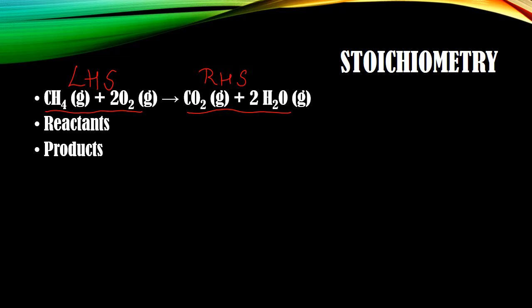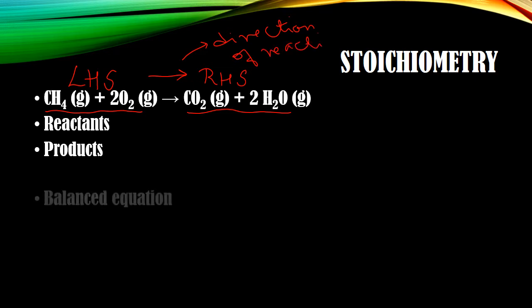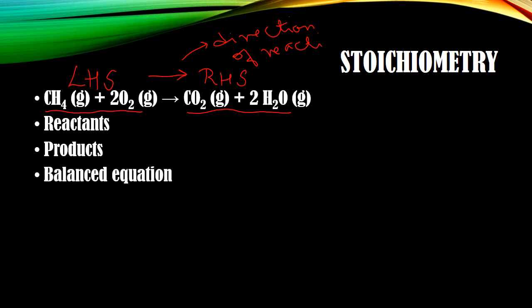Between the reactants and products, we always have an arrow. The arrow has to start from the reactants and it should point towards the products. The arrow indicates the direction of reaction, the direction in which the reaction is proceeding. So it has to always start from the reactants and move towards the products.